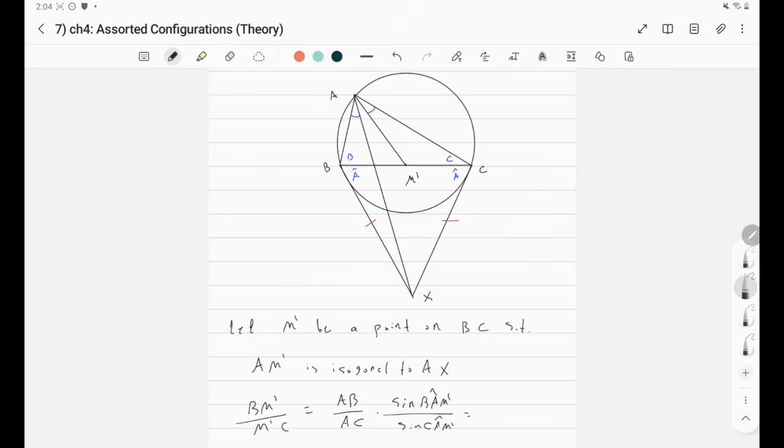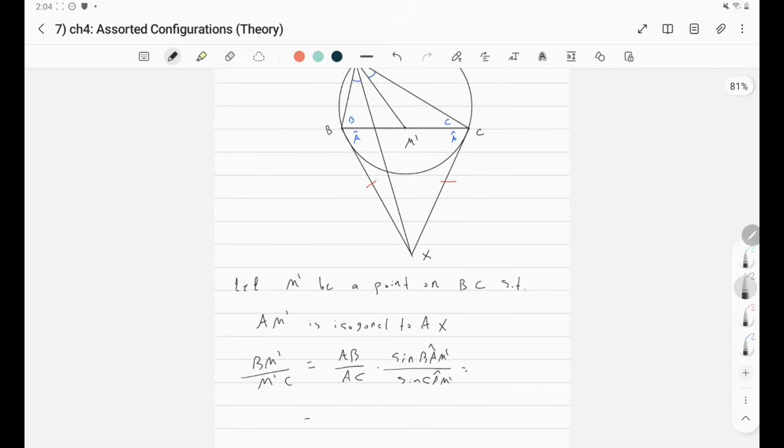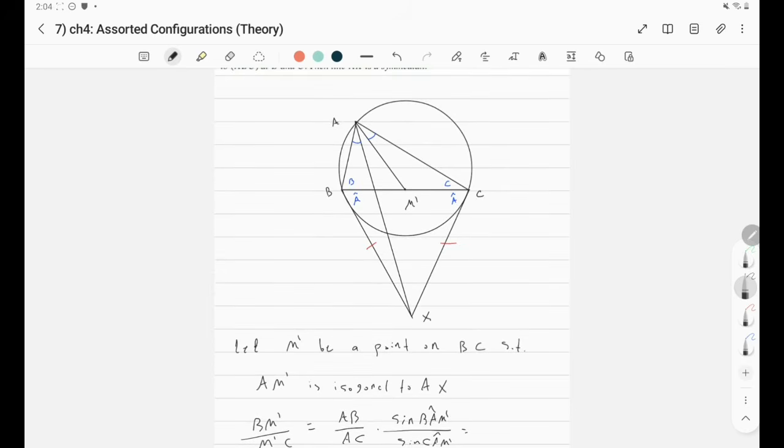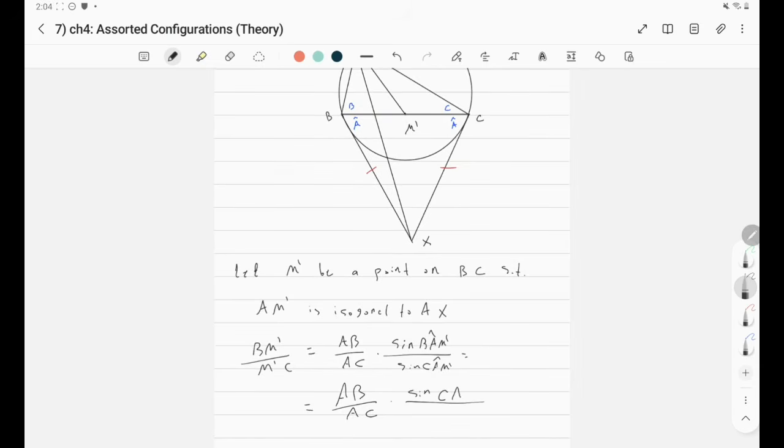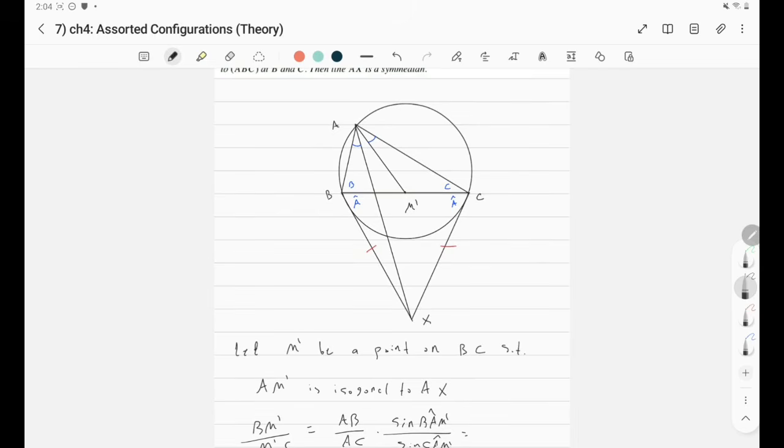For example, the angle BAM prime, this one here, is just equal to this angle. So we can replace it with an angle that has X in it, and the other one as well. So right now we can do this nice manipulation. We can just keep AB over AC and now replace the angles with X. So BAM prime is now CAX, and CAM prime is now, we already have the blue one, it's just BAX.